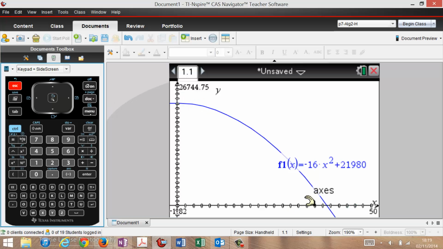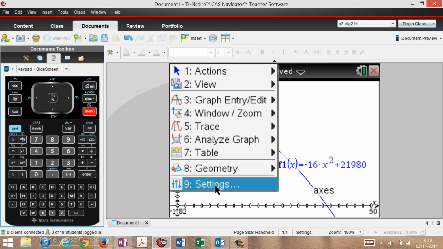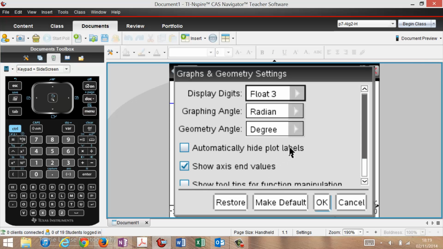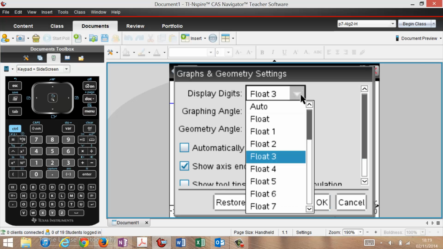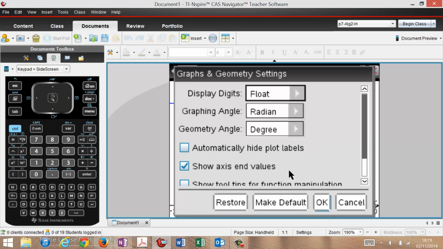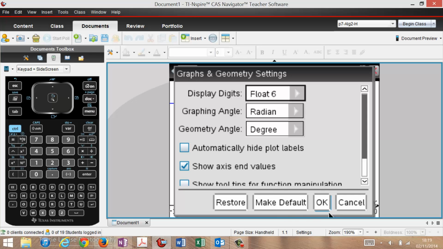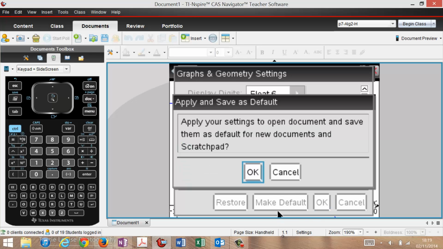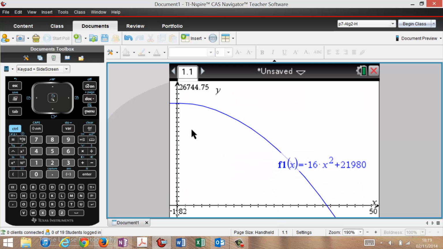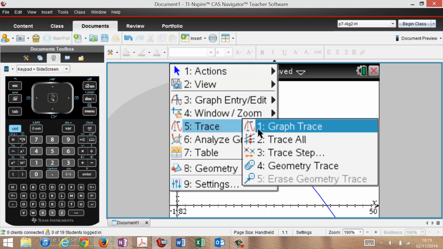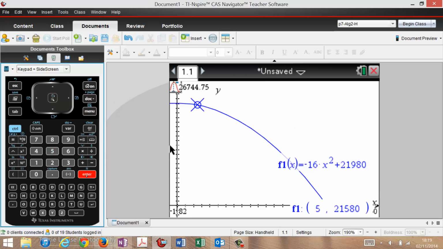So here's where it is. Let's go menu, and I'm going to go down to settings, and then I'm going to change the display digits to, let's just go float, let's go float 6. And then I'm going to hit make default, and now let's try what happens. When I go menu, trace, and hit 5, yay, now it gives me an exact value. This is kind of better for me. So that should answer your question, John.